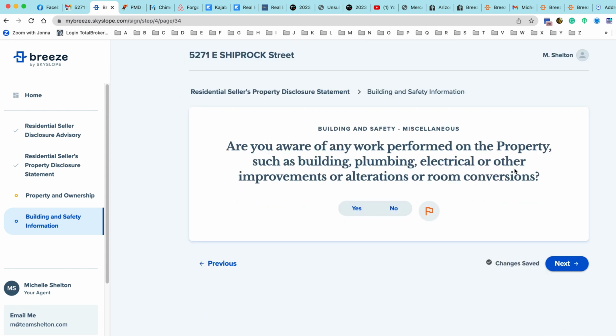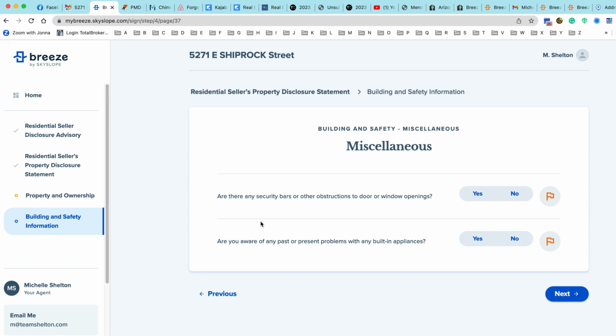Are you aware of any work performed on the property such as building, plumbing, electrical, or other improvements? No, it's a dump. We haven't done anything. Are there any security bars? No. Are you aware of any past old problems with the built-in appliances? No.